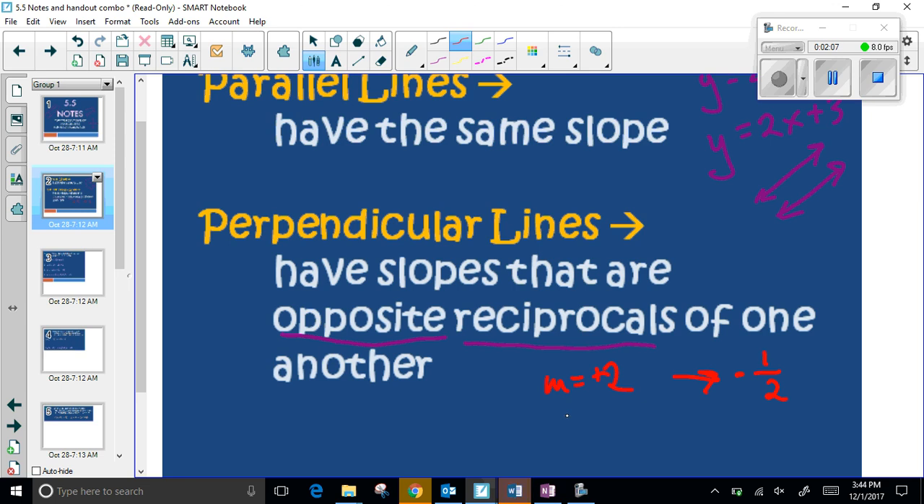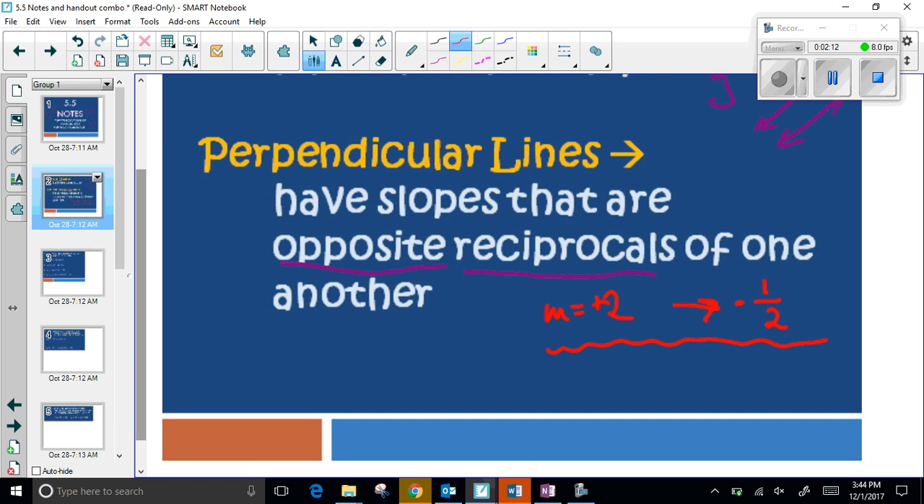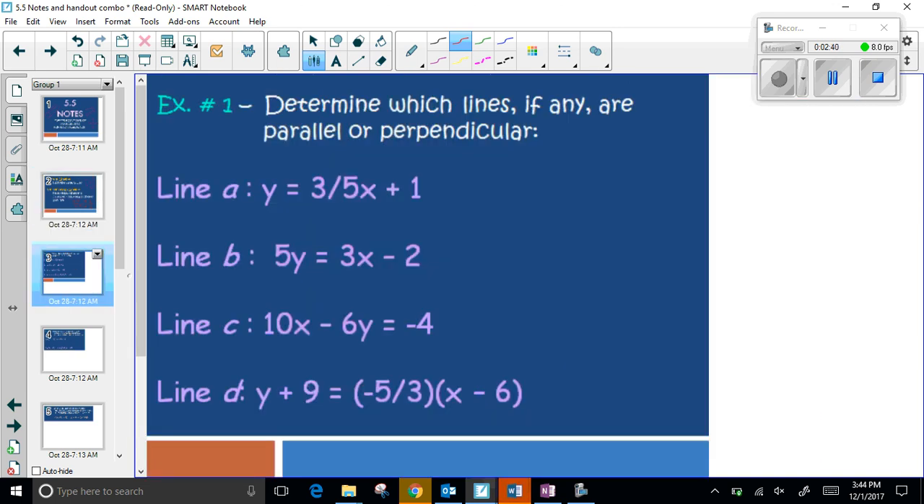If I give you another example, let's say the slope was a negative 1/4. If I want to find a slope that would be perpendicular to that, I would have to flip it, and it would become 4, or 4 over 1, and it would also be positive. So this one's negative, and it's 1 over 4. This one's positive, it's 4 over 1. Okay, there's your examples. Now let's look a little bit closer.